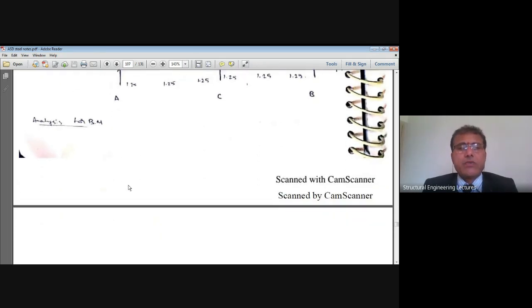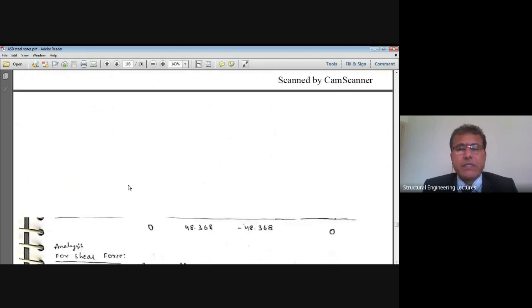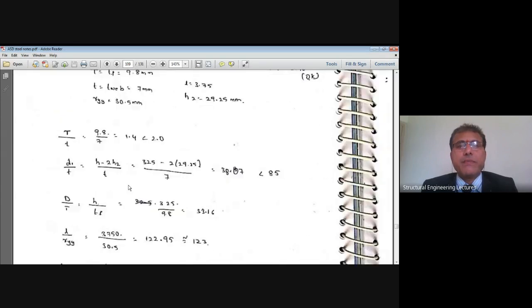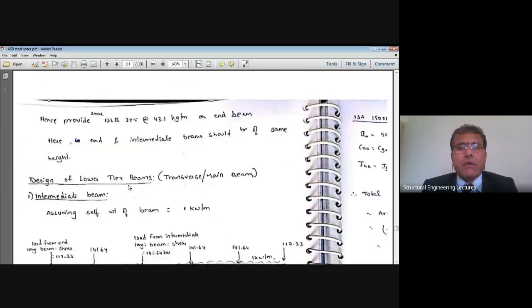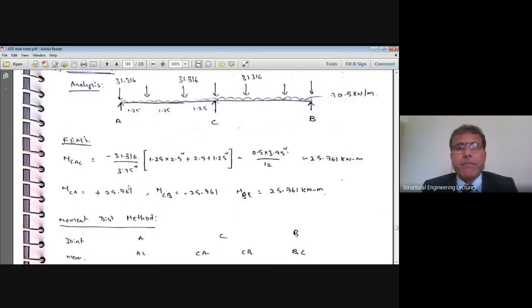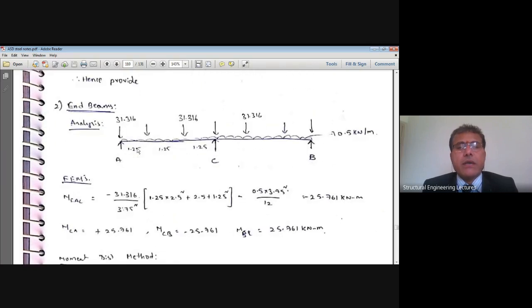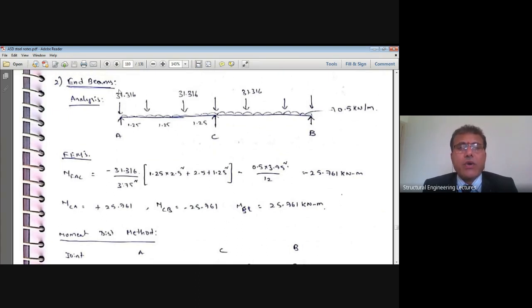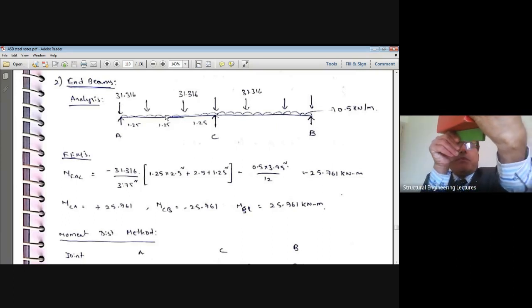Now let us do the analysis. Before we do the design, we'll do the analysis. Instead of the intermediate beam, I'll show the analysis for the end beam. The loads on the end beams, as we just calculated, are 31.316 everywhere, because this is the end beam. Intermediate beams are in between.